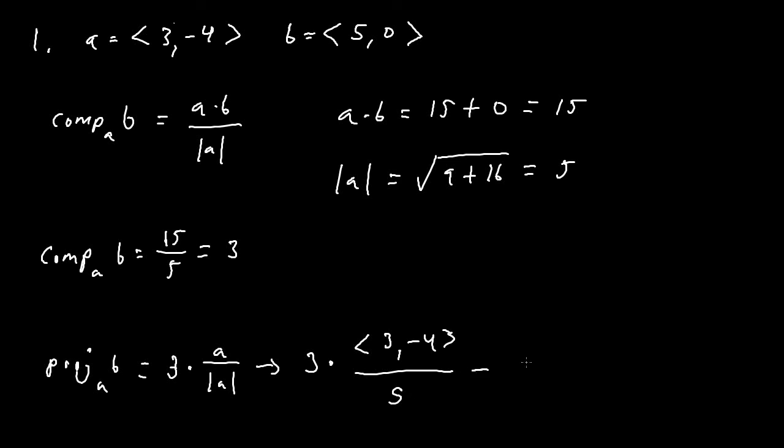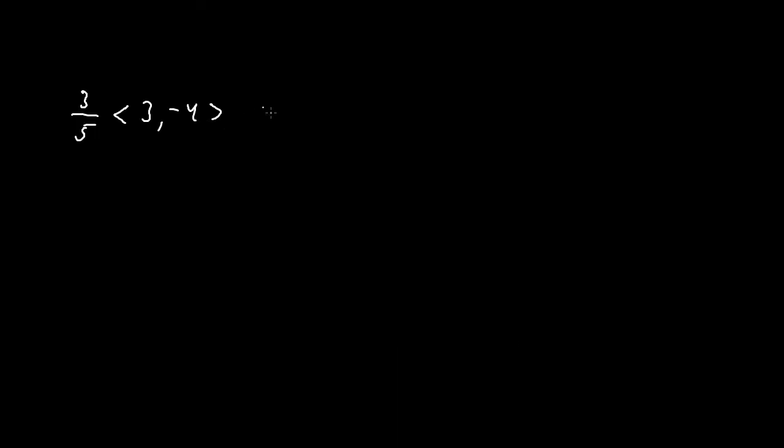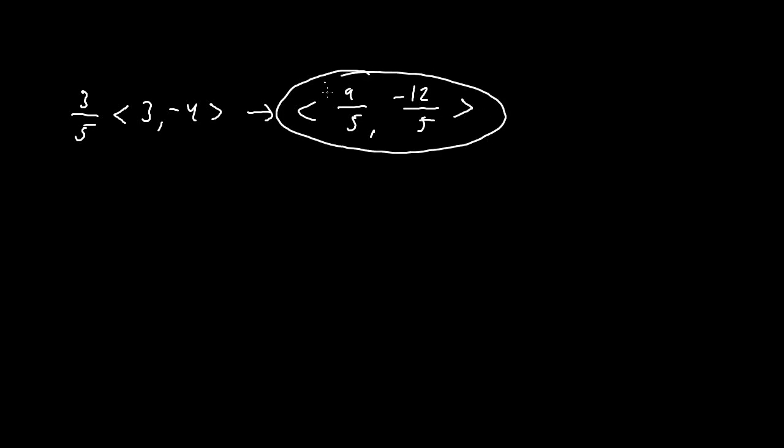So if I were to rewrite this, we can rewrite it as 3 over 5 times the vector 3, negative 4. And since this is like a constant or a multiple, we can go ahead and multiply that inside the vector. So if we distribute the values, we'll get the vector 9 over 5, comma, negative 12 over 5. And so that is going to be the vector projection.